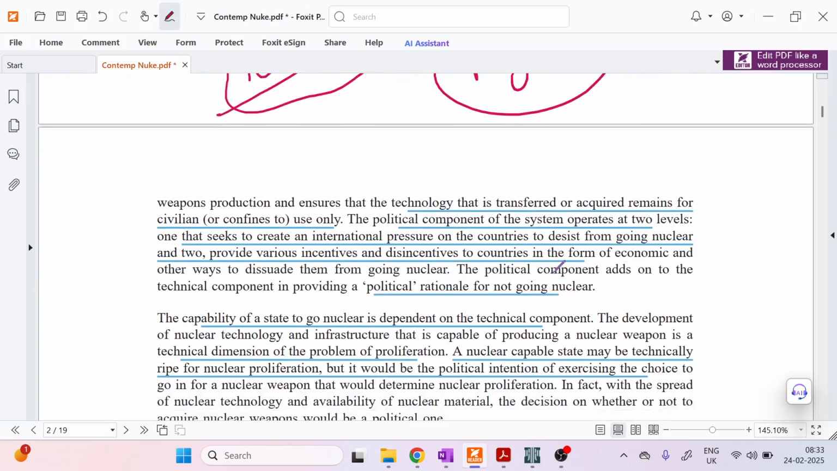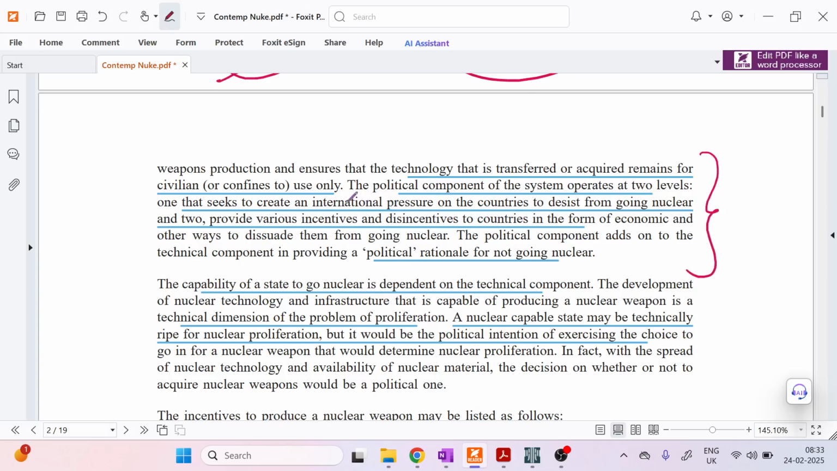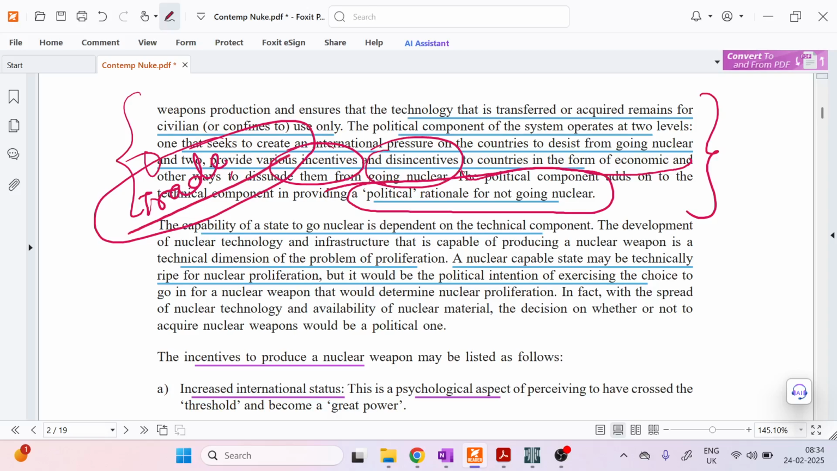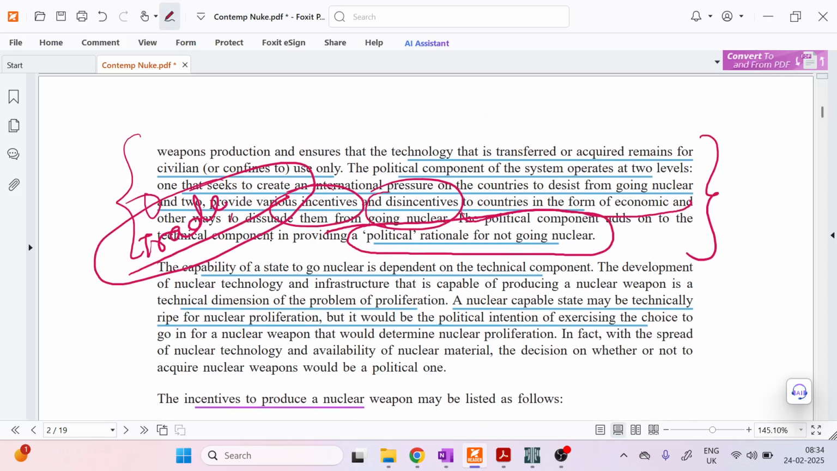Then the political element. The political component is about putting pressure on such a country to desist from going nuclear, and providing various incentives and disincentives so that the country does not go nuclear. In short, by the technical component, a country can be denied, or safeguards can be placed in the supply of nuclear materials. Whereas the political component is directly related to trade, economic, and bilateral or multilateral relationships in the international sphere, and herein the opinions of all the trade, economic, multilateral and bilateral partners matter a lot.